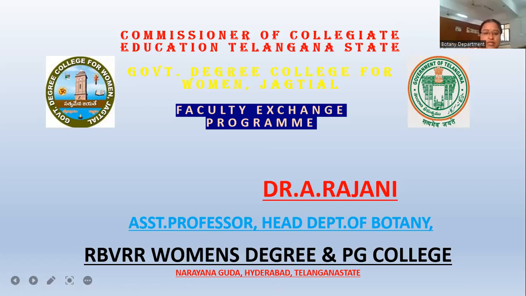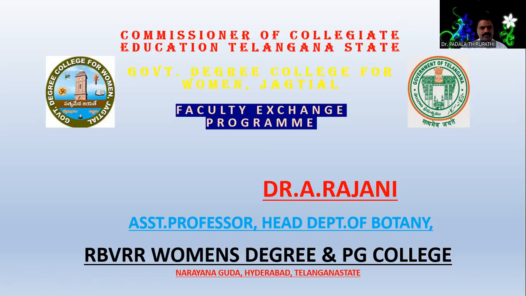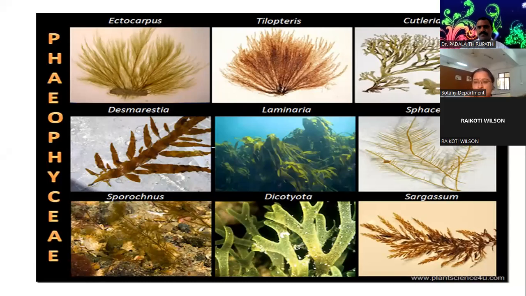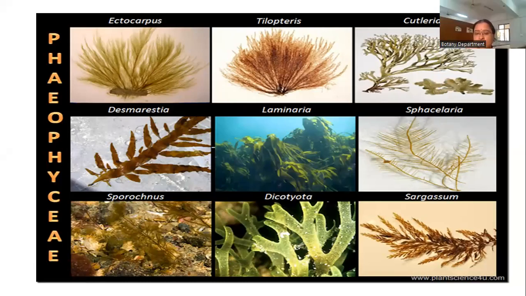Today I'll explain the topic Phaeophyceae members. The second class of algae, Chlorophyceae, is completed. In Chlorophyceae you can study three type studies: one is Volvox, second one is Oedogonium, and the third is completed. The next class is the Phaeophyceae, or brown algae.